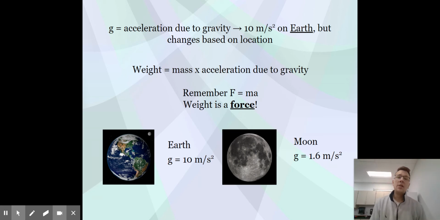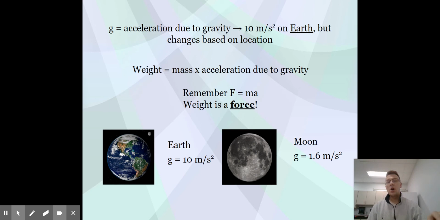So on Earth, objects will accelerate when dropped in the air, going down, or when you throw an object up in the air, they'll accelerate at 10 meters per second squared. That means each second, that object that you drop, if I drop this pencil, will increase its speed by 10 meters per second. So if I drop it initially, it's at 0 meters per second, and then it starts falling. After 1 second, it should be moving 10 meters per second. After 2 seconds, it should be moving 20 meters per second. After 3 seconds, 30 meters per second, and so on and so forth.